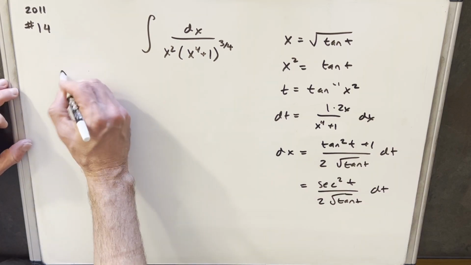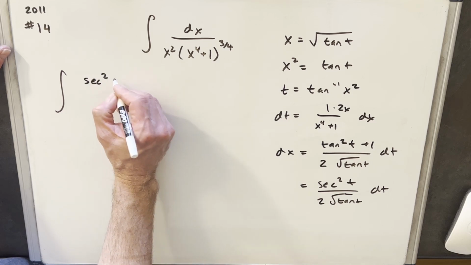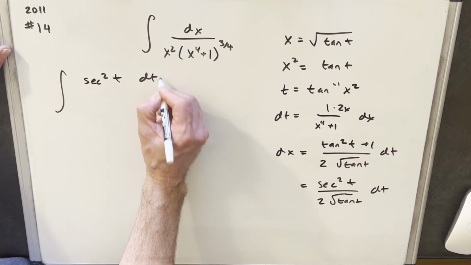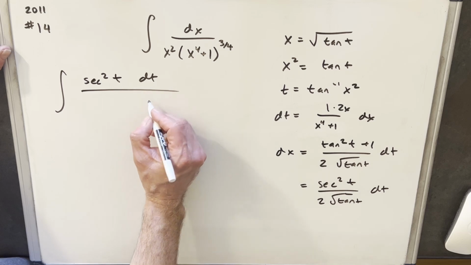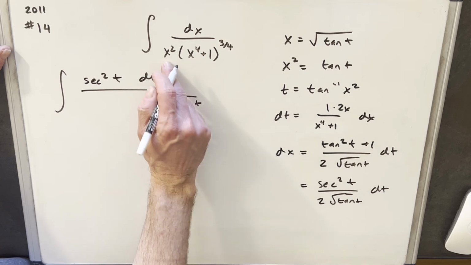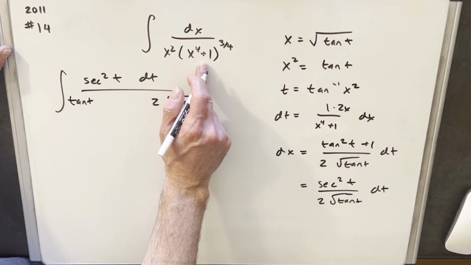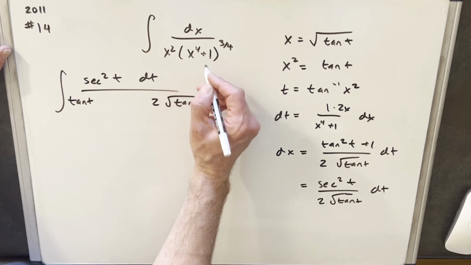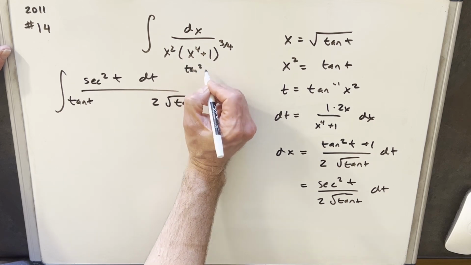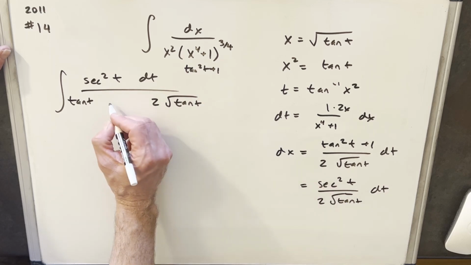We'll make the substitution. So for dx, we're going to have this expression over here. We'll have our secant squared t dt. Let's not forget this in the denominator, we're going to have 2 square root of tan t. For x squared, we're going to have a tan t over here. Now this here is actually going to be tan squared t plus 1, but we already found that tan squared t plus 1 is secant squared.